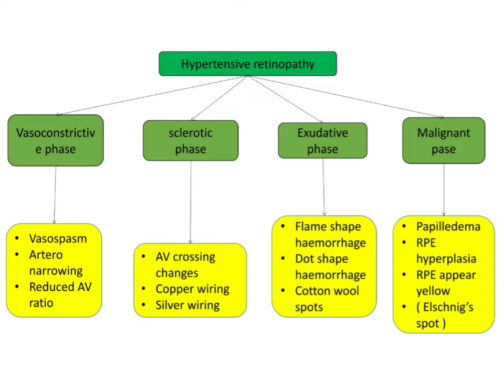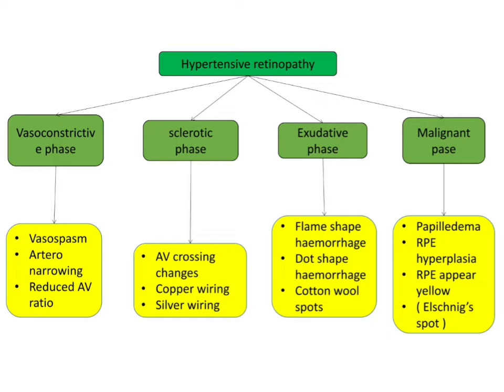Okay, now after that, if this hypertension still persists, it will lead to the exudative phase where you will see flame shaped hemorrhage, dot shaped hemorrhage, and cotton wool spots. Okay, so why flame shaped hemorrhage? Because due to hypertension there is narrowing of the artery, which leads to increased permeability, and the arterial wall becomes narrow and weak, so it leads to flame shaped hemorrhages. It also leads to a hypoxic, ischemic condition, that leads to swelling. Okay, if this hypertension continues further, it will lead to malignant hypertension where you will see papilledema, RPE hyperplasia, and RPE appearing yellowish also.